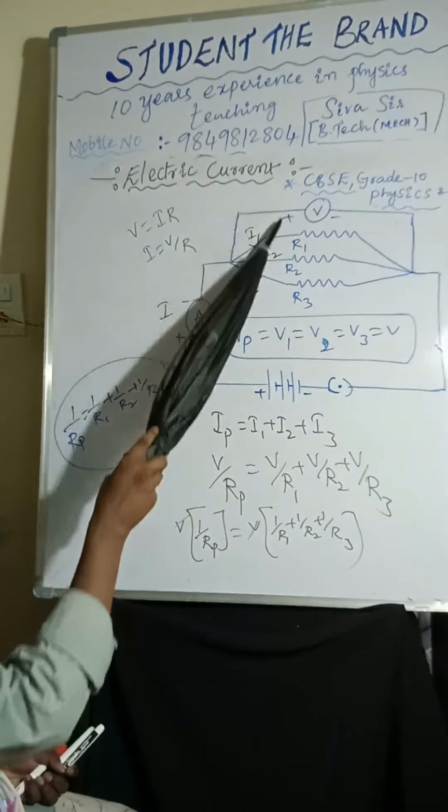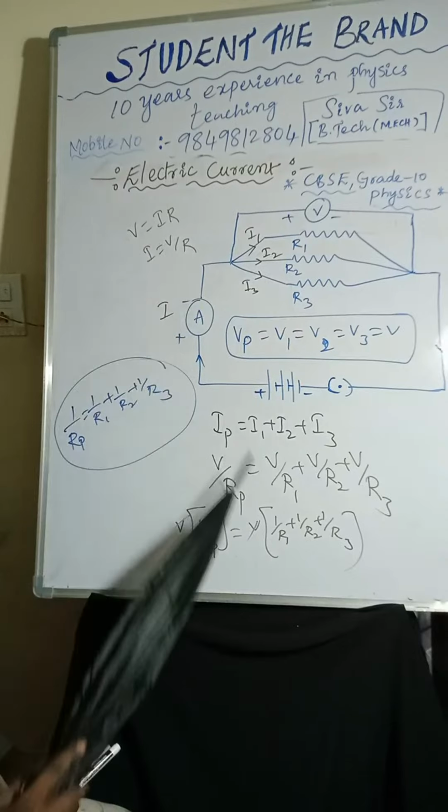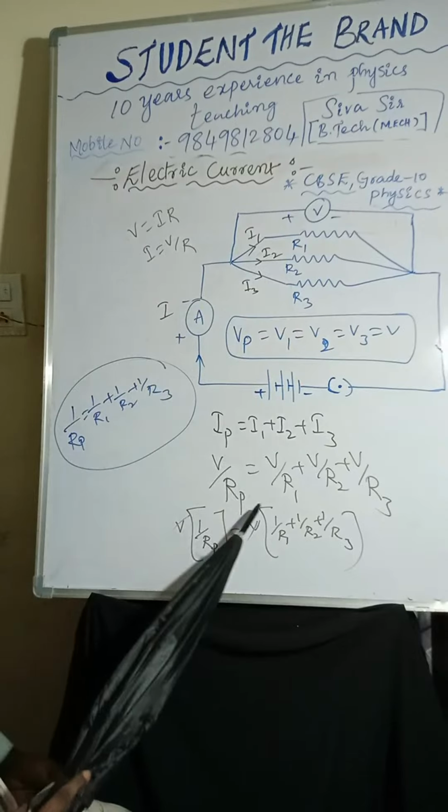The current is different because the current is dividing into I1, I2, I3. So the current is dividing. That's why IP equals I1 plus I2 plus I3. From Ohm's law, V equals IR, so I equals V by R. From that we can write V by RP equals V by R1 plus V by R2 plus V by R3.